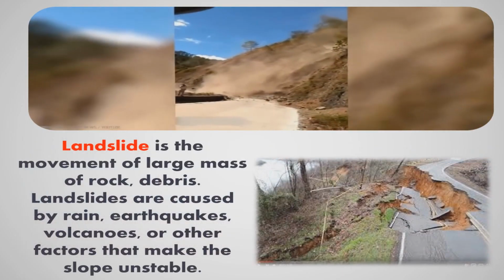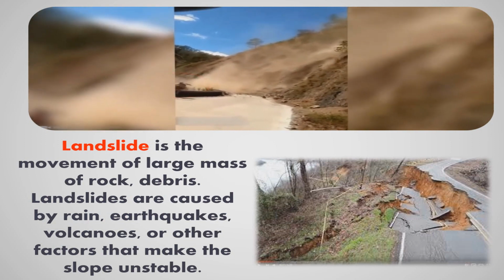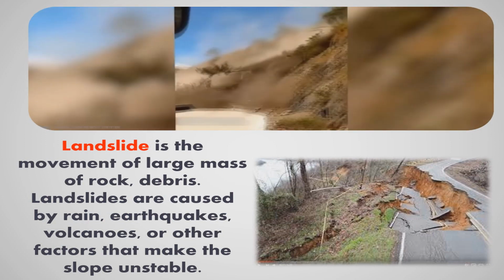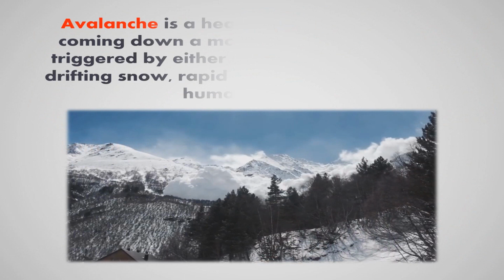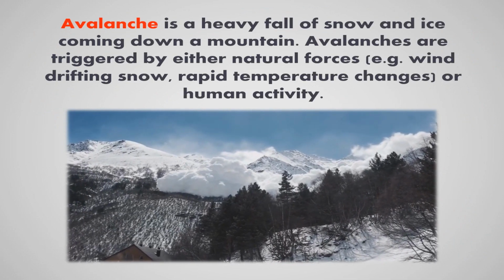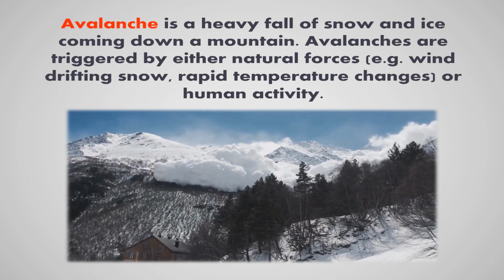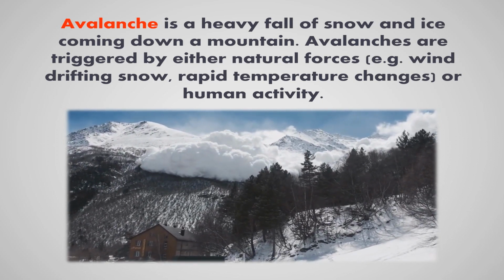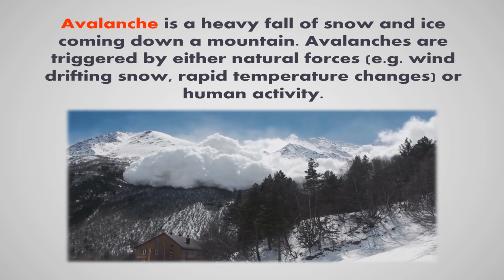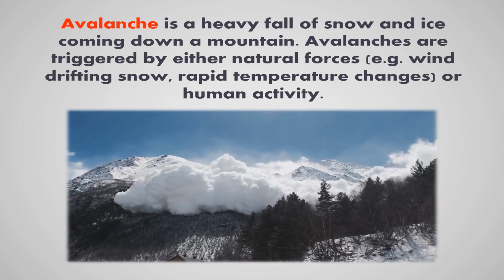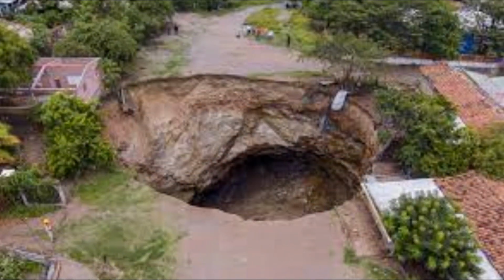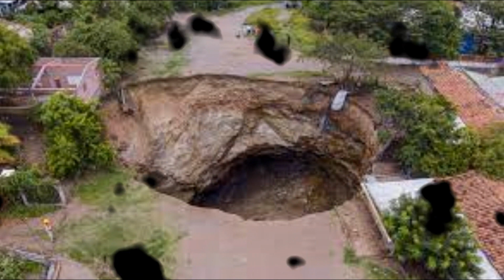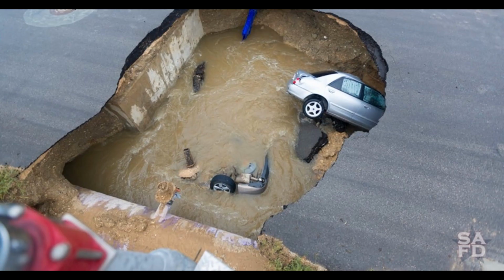Landslide. Landslide is the movement of a large mass of rock debris. Landslides are caused by rain, earthquakes, volcanoes, or other factors that make the slope unstable. Avalanche. Avalanche is a heavy fall of snow and ice coming down a mountain. Avalanches are triggered by other natural forces. For example, wind drifting snow, rapid temperature changes, or human activity. Sinkhole. Sinkhole is a hole in the ground, especially in an area of limestone rock, that has been formed naturally, for example by water that has worn away the rock.